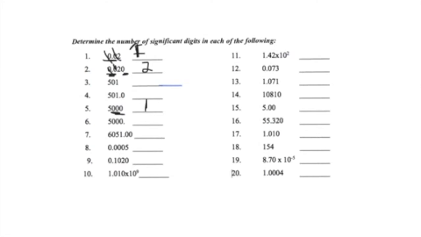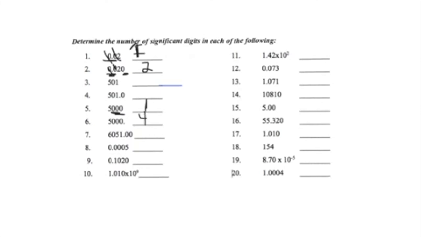It's the 5. But let's look at number 6. Same idea. 3 zeros come after the 5. They're all trailing. The rule says trailing zeros only count if there is a decimal written on that number. Well, hey, look, there's a decimal in that number. At the very, very end, it is written, and you can see it. That tells me that in number 6's case, there are 4 significant digits.